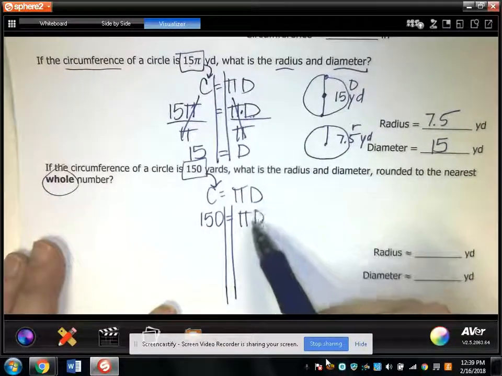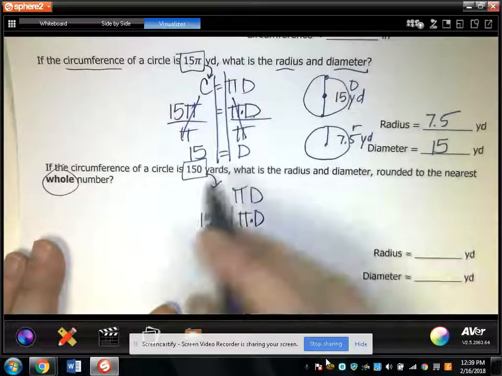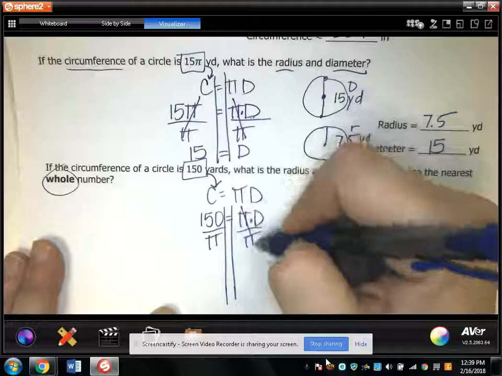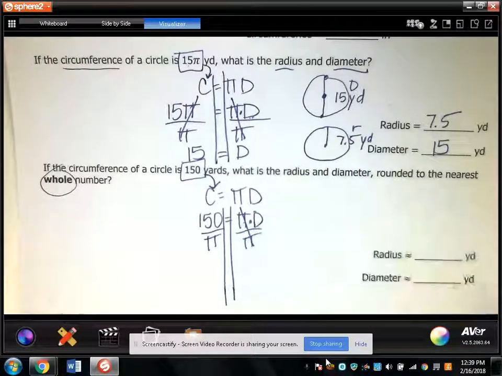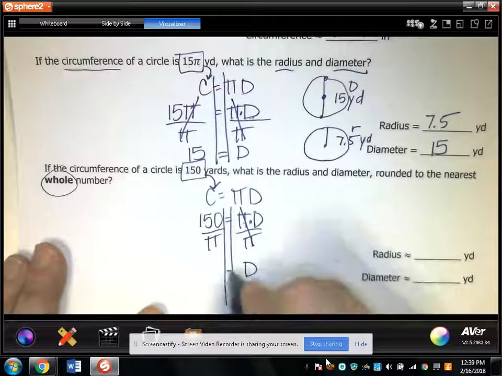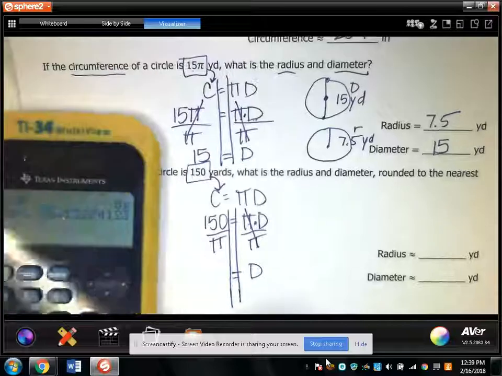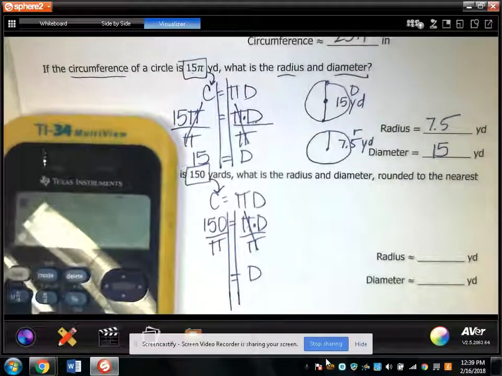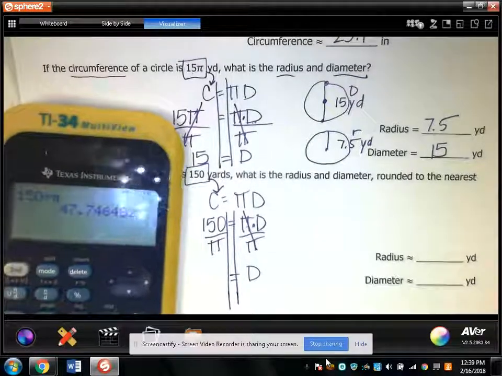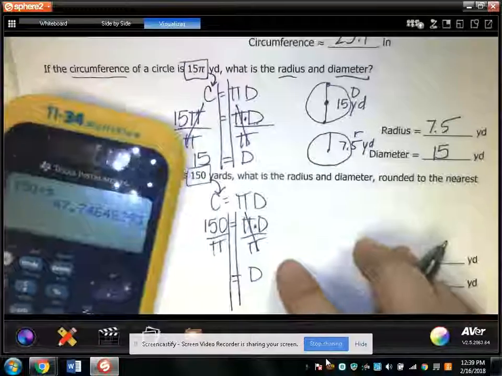Now, I can solve for diameter. Diameter is being multiplied by pi, so I'm going to divide both sides by pi. The pi's cancel out over here because pi divided by pi is 1. But the pi's don't cancel out over here because there's no pi symbol in the numerator. So I have the diameter equals, I can't say it right now, it's the end of a long day. And I just plug it in my calculator and I get a long decimal.